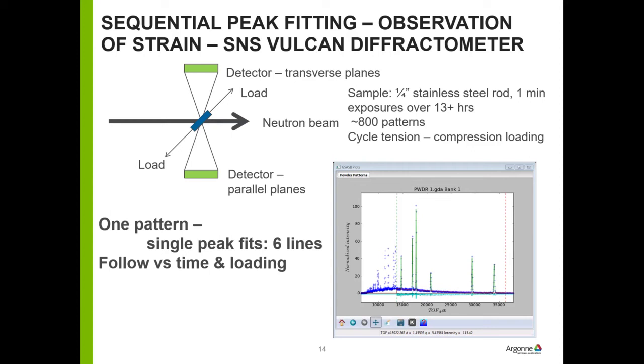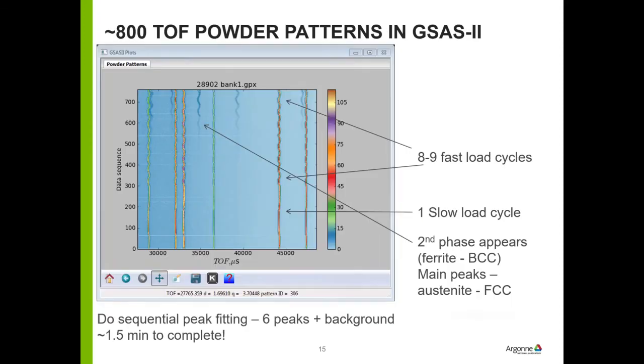So there were 800 powder patterns. And here's the first one. And what we want to focus on is the positions of the first 6 lines in the powder pattern, and simply follow what happens to them as a function of this loading and unloading. So here's the contour plot of the 800 patterns generated in GSAS-II. And you can see the first one is here, and you can see the slow wiggle first and then the rapid wiggling as the loading was changed.